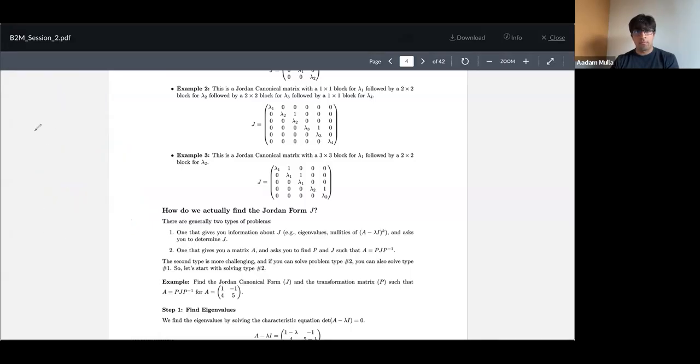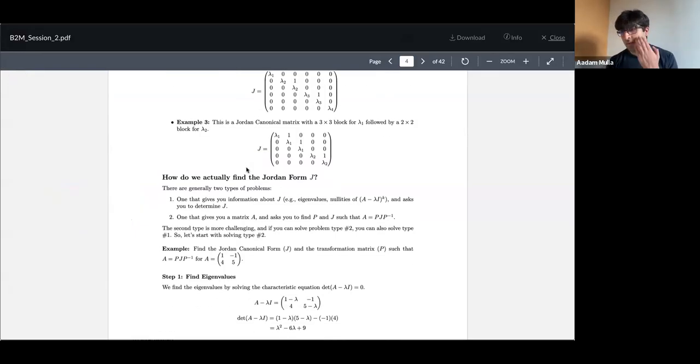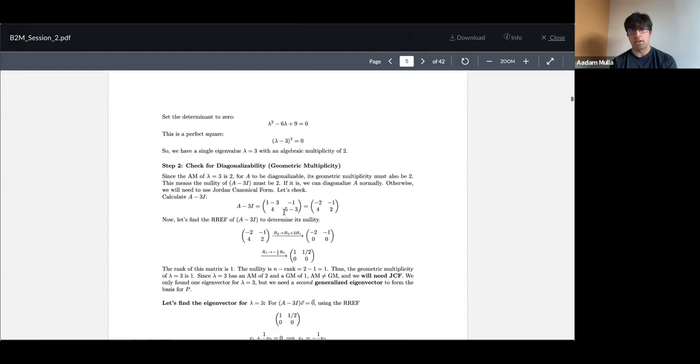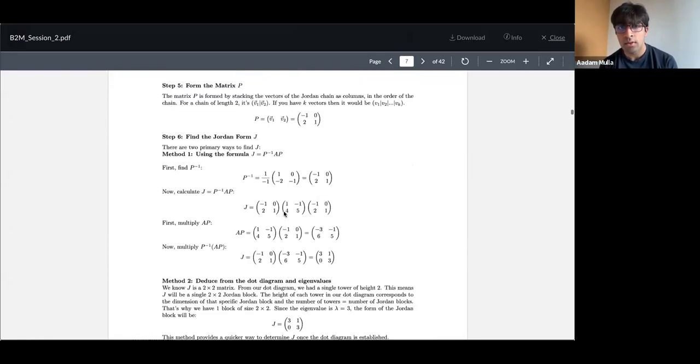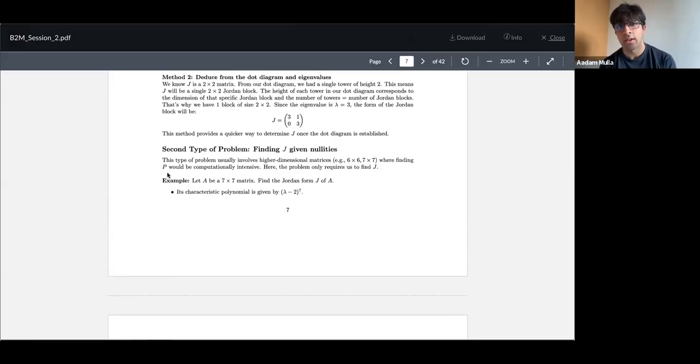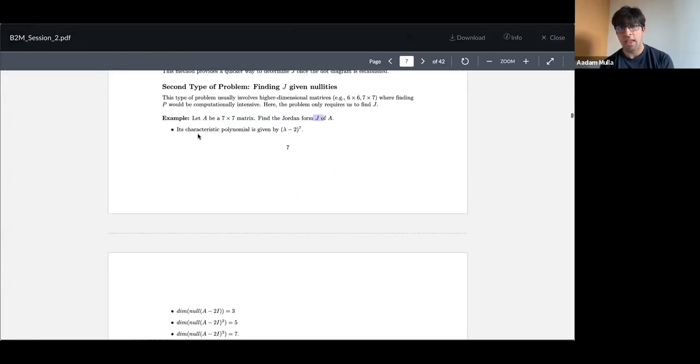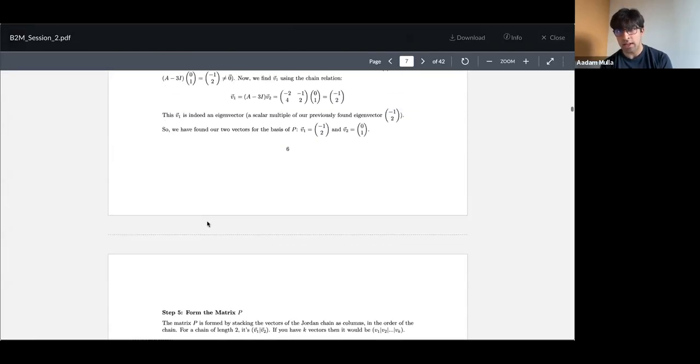Okay. All right. So now how do we actually find P and J and whatnot? There's two types of scenarios where you're going to be dealing with Jordan form. The first one, the first problem, they'll give you a bunch of information about J. So here's an example problem of that. It'll say, okay, let A be a 7 by 7 matrix, find the Jordan form J, and they give a bunch of random information. We'll deal with that second case later.